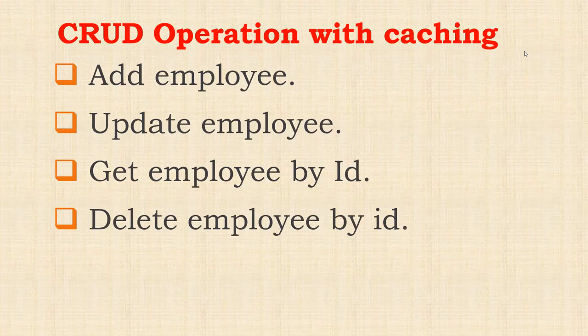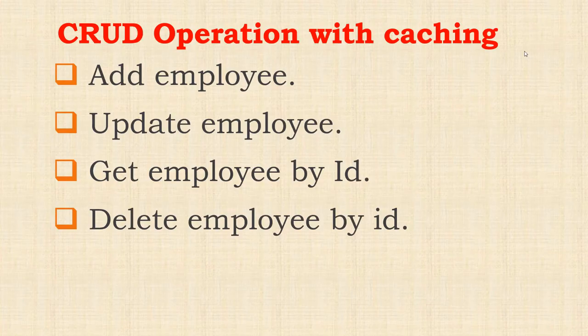Every time it will not hit the DB. If the employee ID is available in cache, then it will get it from cache. I think in the intro video we have already explained how caching works, so we are not spending much time on intro or basic theoretical things. We have already covered that in the previous video. If you want, you can go and watch it. Here we are going to cover only the coding part.